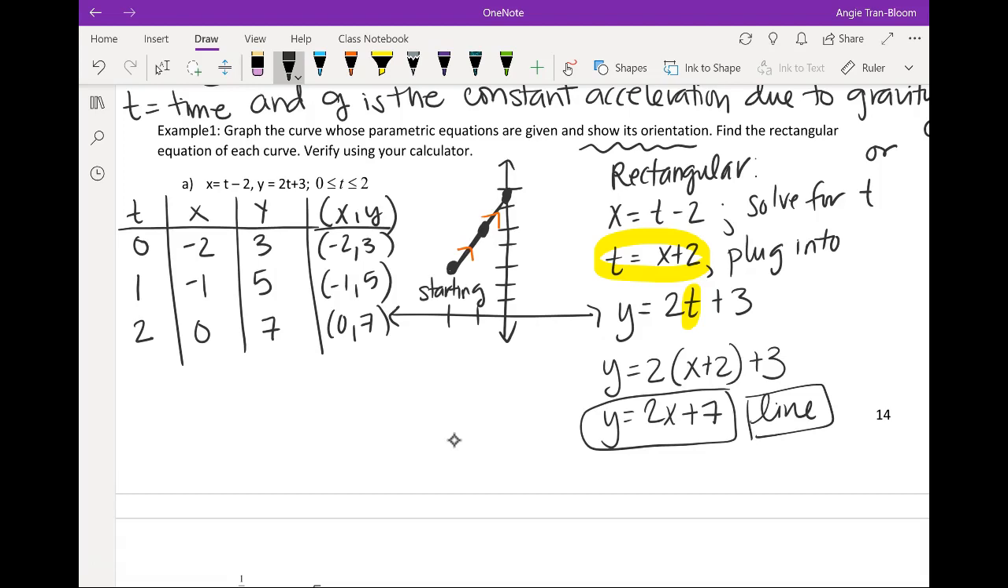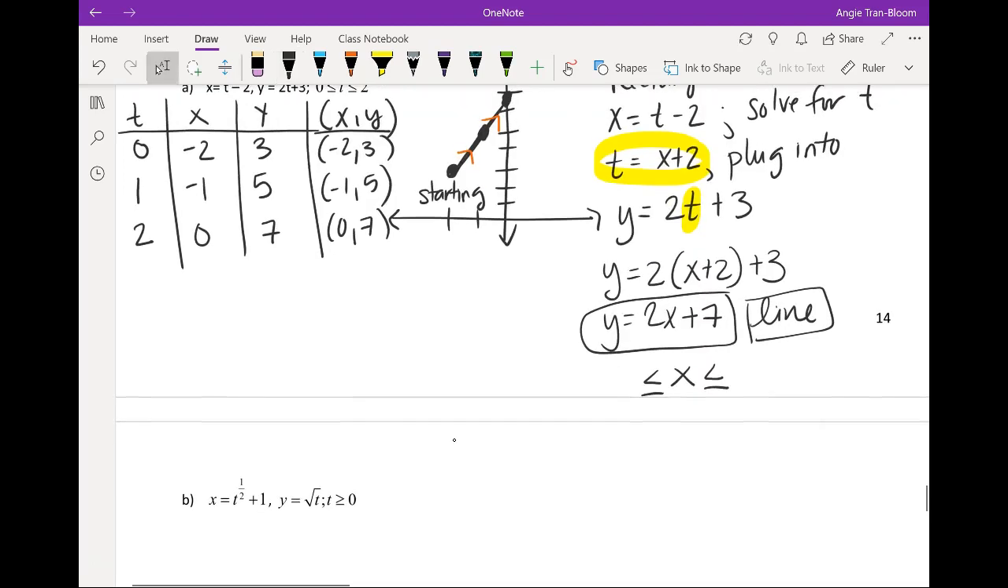Now, I want you to be careful. Your original curve was a segment. This is a line. So you have to restrict the domain. So you may have only a segment. Where should your domain be? Negative 2 all the way to 0. Perfect.